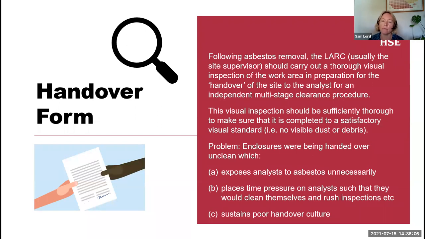But really, the handover form, what is it for? Once you've removed asbestos, the site supervisor normally should carry out a visual inspection to be able to hand over the site to the analyst to allow them to do their independent four-stage clearance. And this visual inspection that the licence removal contractor does must be completed to a satisfactory standard, which is no visible dust or debris. That's what we want.